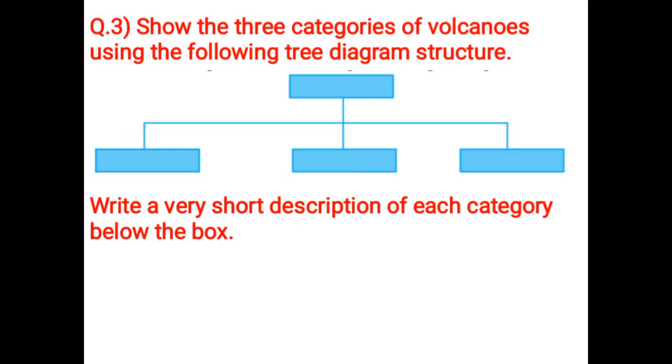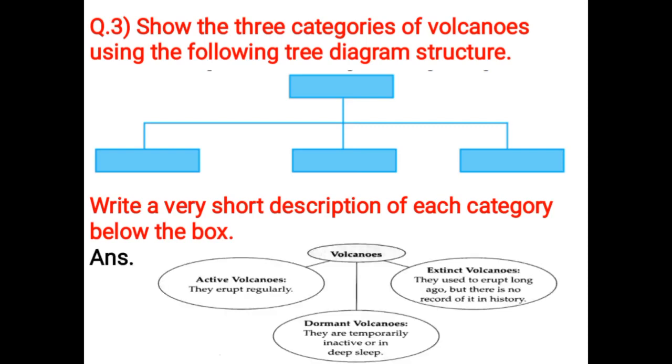Show the three categories of volcanoes using the following tree diagram structure. Write a very short description of each category below the box. Three categories of volcanoes are: active volcanoes, they erupt regularly; dormant volcanoes, they are temporarily inactive or in deep sleep; extinct volcanoes, they used to erupt long ago, but there is no record of it in history.